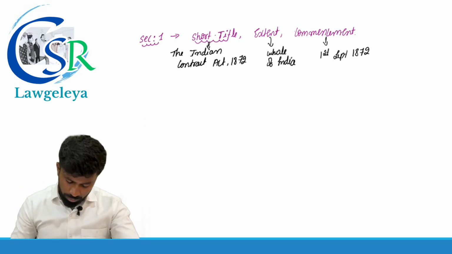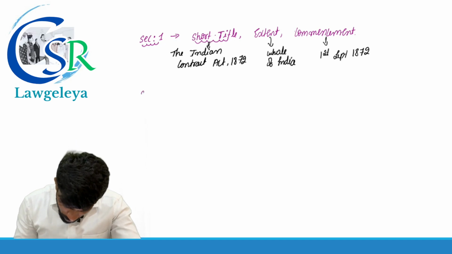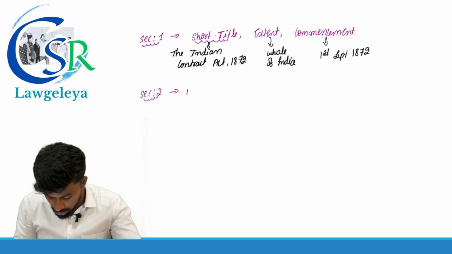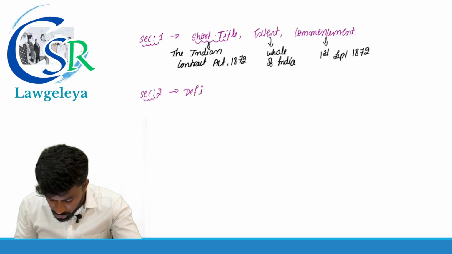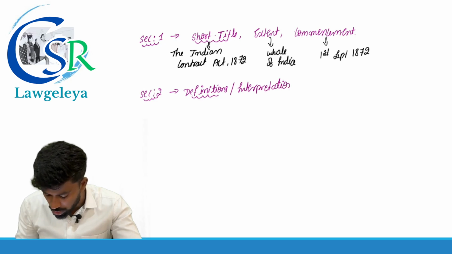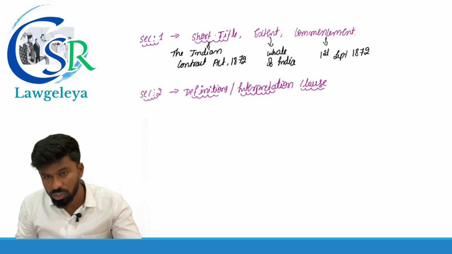Section number 2. Section 2 is called the definition section or interpretation clause. What clause? Interpretation clause. Keep this in mind. Section number 2 is always called what? A definition section or interpretation clause. What is interpretation, sir? Understanding, the correct understanding of the law. Interpretation clause, which provides the definition of various words used in the law.